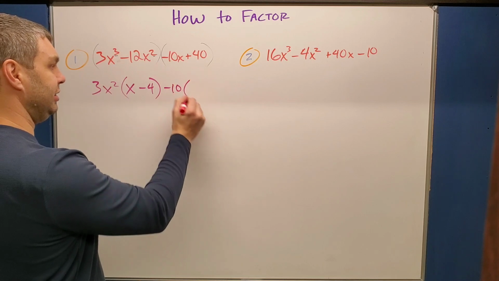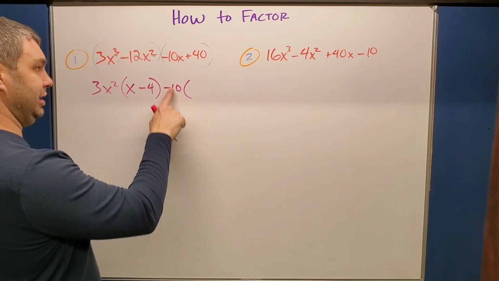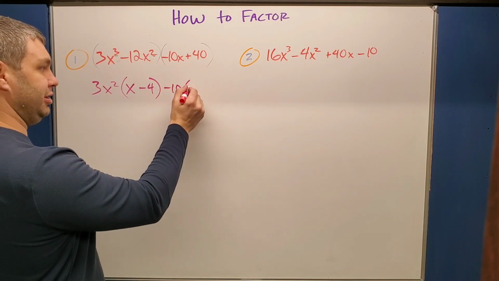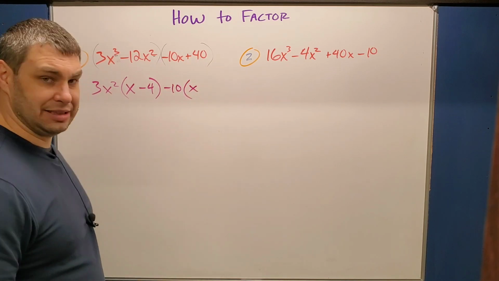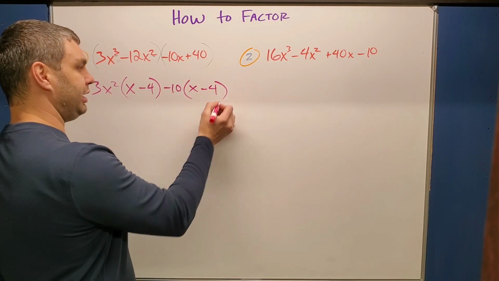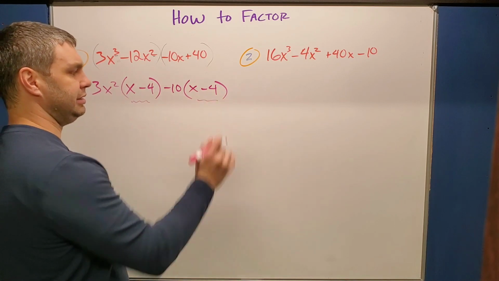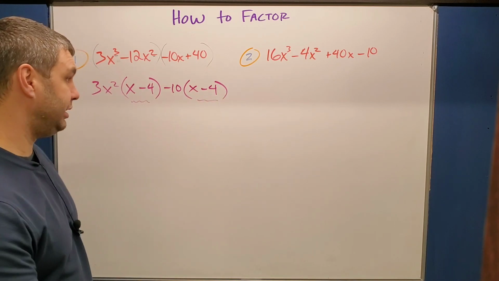All right, let's try this. Negative 10x divided by negative 10. Well, negative divided by negative is a positive, and the only thing that's left here is the x. Similarly, 40 divided by negative 10 is going to be a negative 4. So do I have the same leftover part? Yes, I do, and therefore I did this correct.